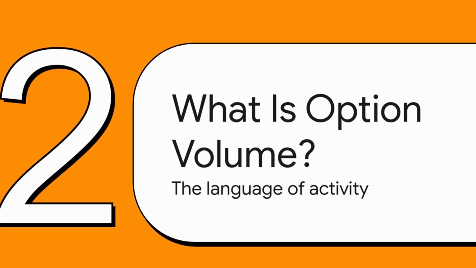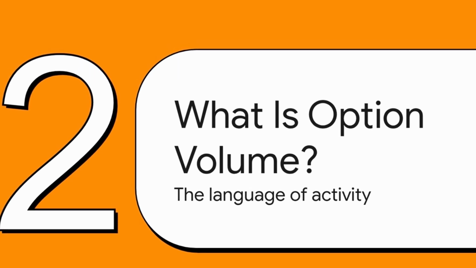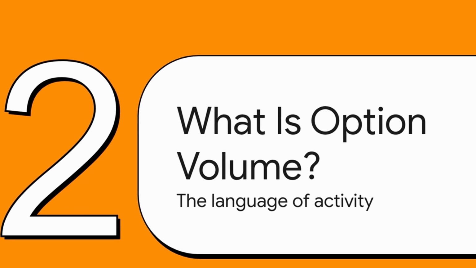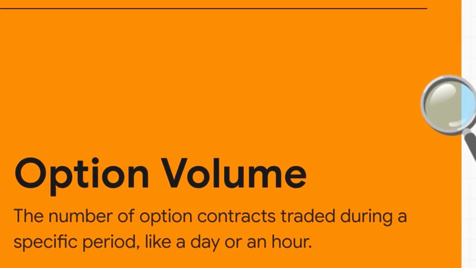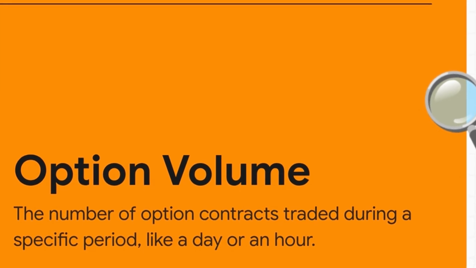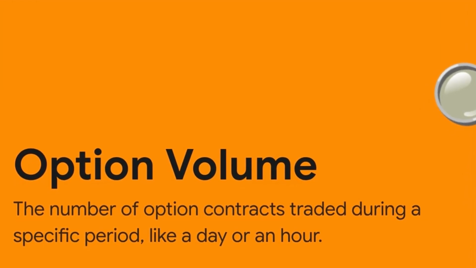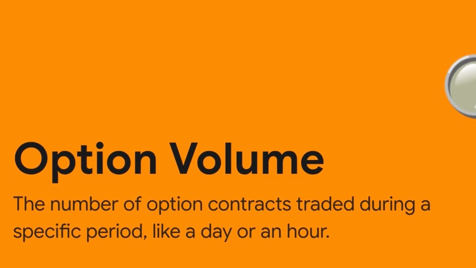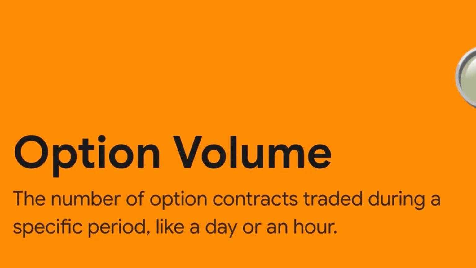Okay, so if we're going to use this tool, we first need to get the basics down. We need to learn the language it speaks. So what exactly is option volume? Honestly, it's pretty simple. Just think of it as a scoreboard for activity. If you're looking at, say, the 25,000 strike call on the Nifty index, the volume is just the total count of how many of those specific contracts got bought and sold today. That's it. It's a raw, direct measure of what people are interested in.